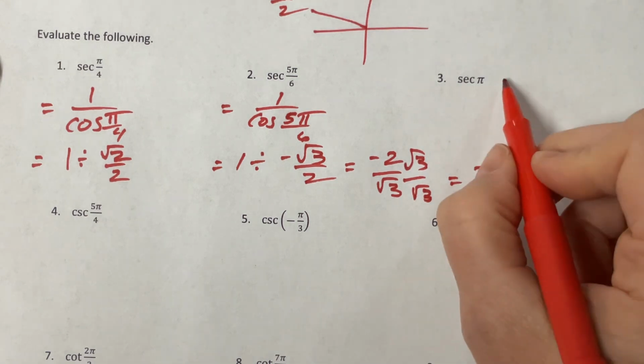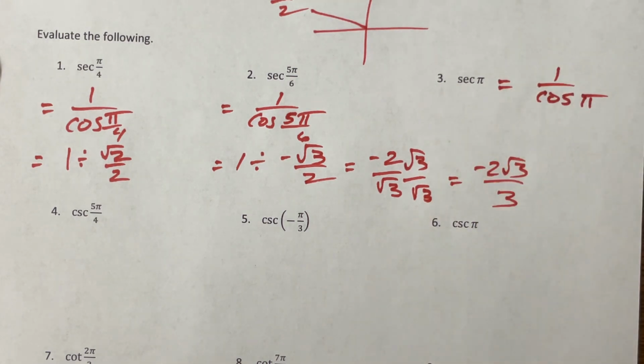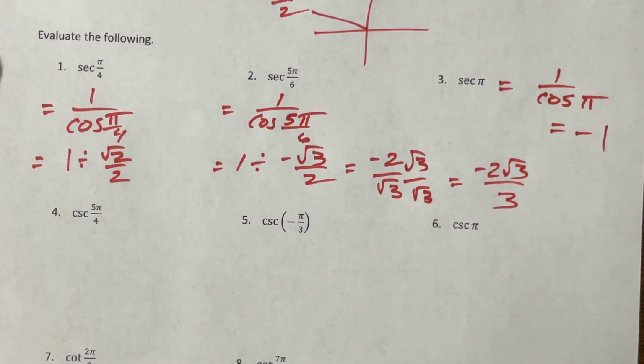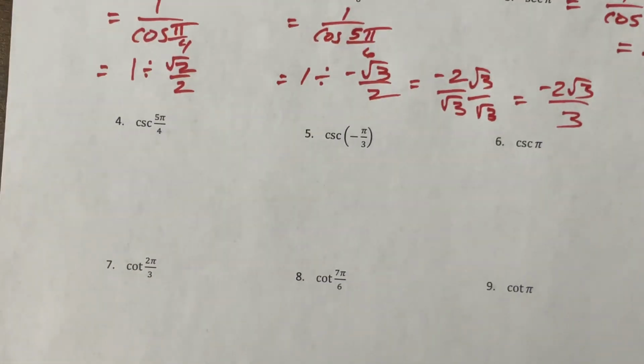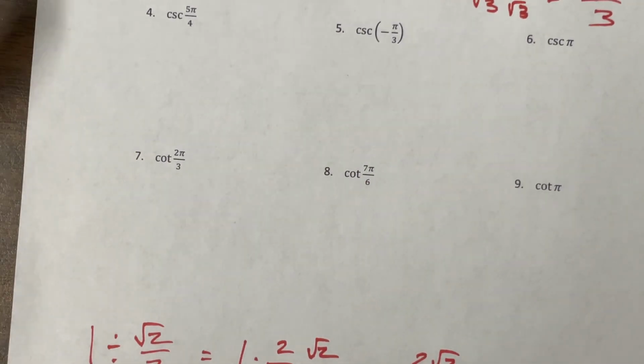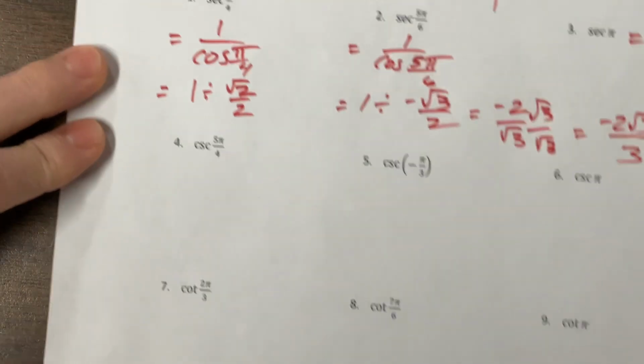Cool. Secant of pi is 1 over cosine of pi. Cosine of pi is negative 1, so this is 1 divided by negative 1, which is negative 1. And we do the same process for these other ones. It's the reciprocal. I'll do one of each.